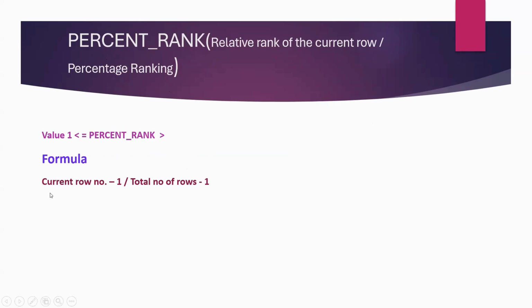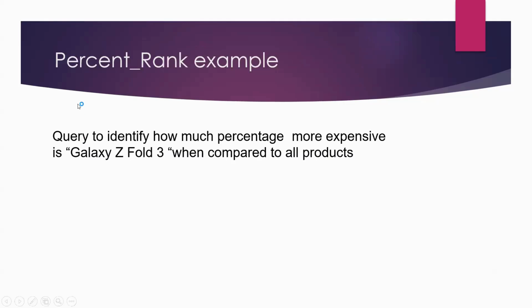This is the formula of percent rank: current row number minus 1, divided by total number of rows minus 1. It ranges between 0 and 1, not mandatory, but most of the time. Okay, so let's solve this query so that we can understand percent rank more efficiently. Query to identify how much percentage more expensive is Galaxy Z Fold 3 when compared to all other products. So now we are going to find out how much more expensive this particular product is compared to all other products.